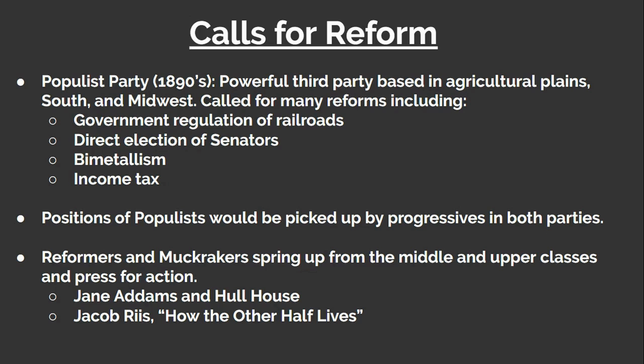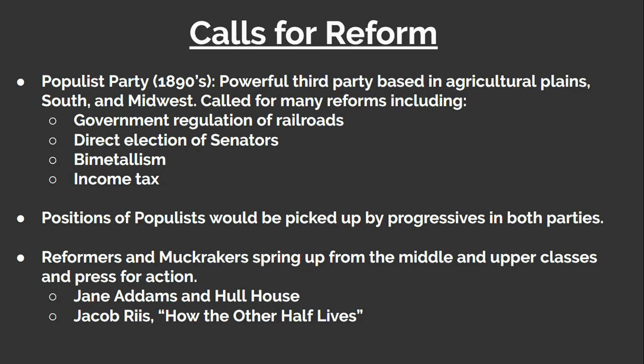Some of their positions included government regulation of railroads, direct election of senators, bimetallism, which is a complex topic I cover in another video I made about William Jennings Bryan's Cross of Gold speech, and finally an income tax to both reduce income inequality and get rid of tariffs as a means of government revenue.